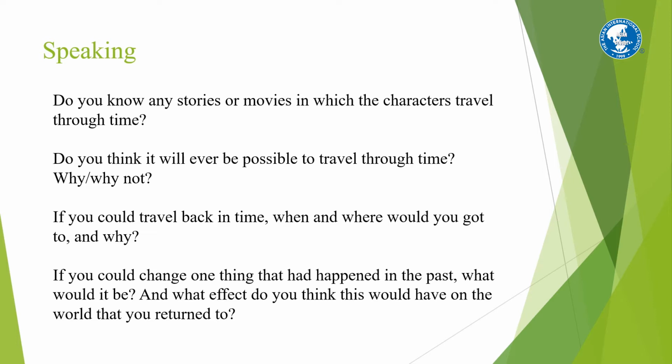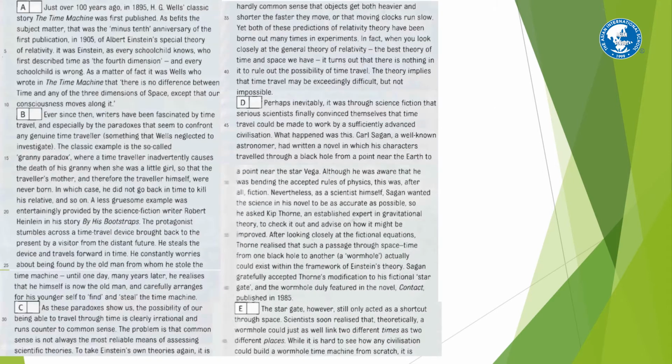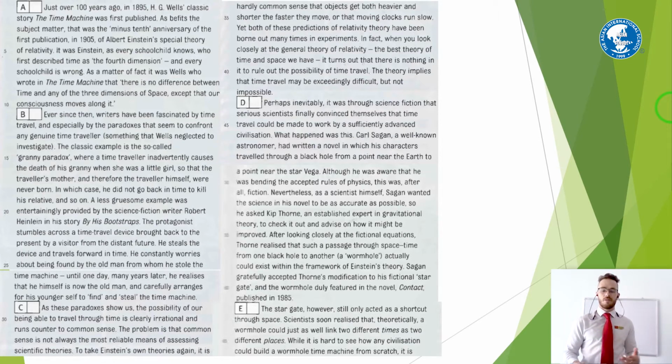Okay, if you were able to answer those questions, very well done. We are going to move on to reading now. Now, as I said, there are going to be quite a few words in this passage that maybe you're unfamiliar with, and it is quite long.